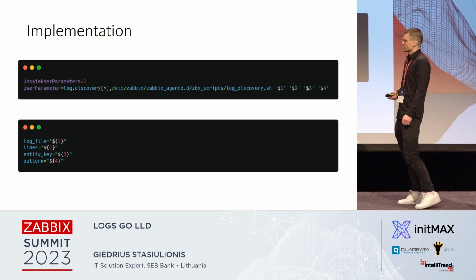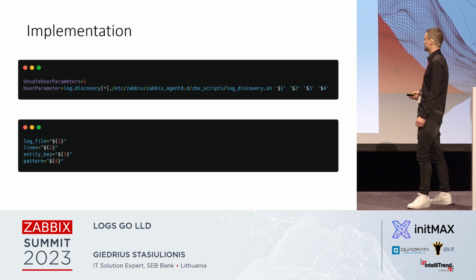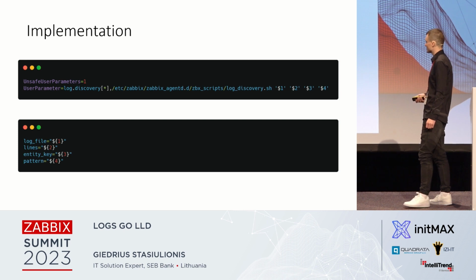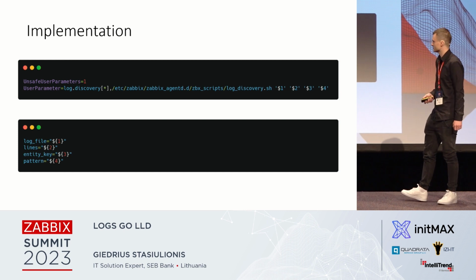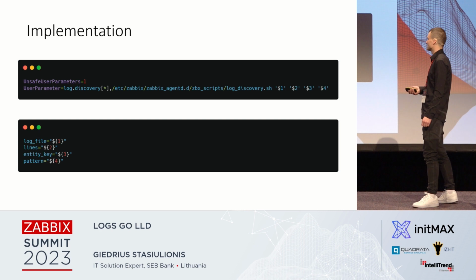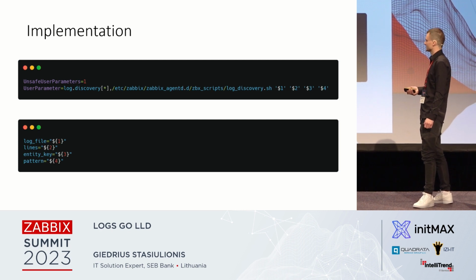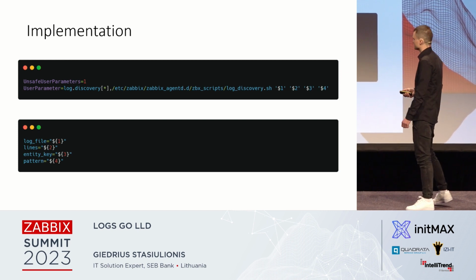Now about keeping it simple. This is how it looks from a configuration perspective. It's really kind of simple. It's a script which you run. You provide 4 parameters for it, which are kind of self-explanatory from the variable names. The first one is the log file you want to tail. Next is the number of lines you will analyze. Entity key is just a naming for the discovery JSON. And the most important one is the pattern itself.